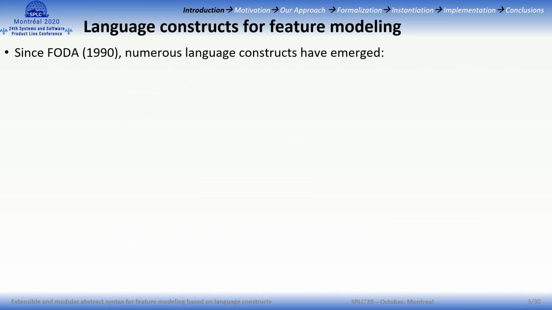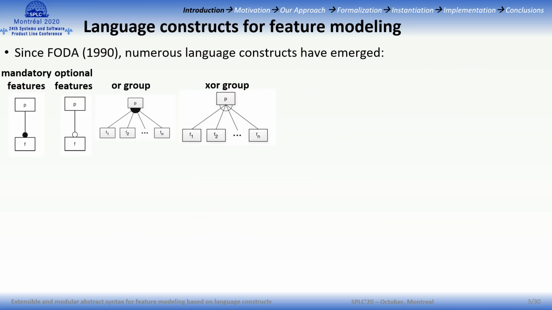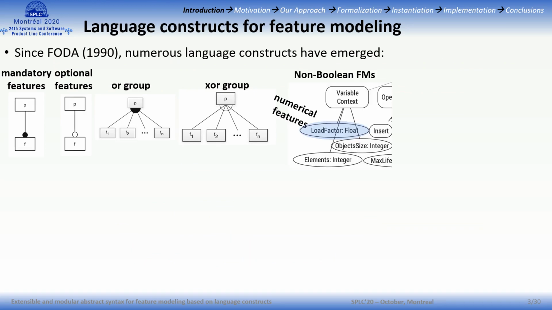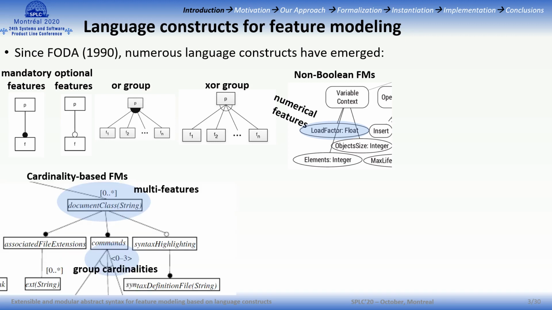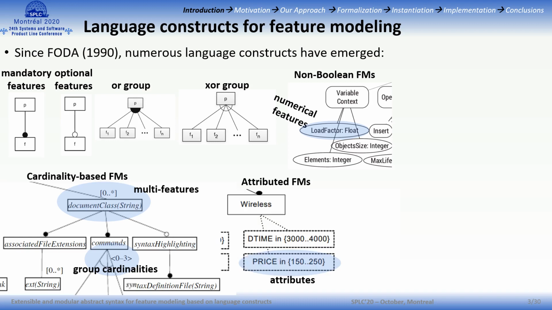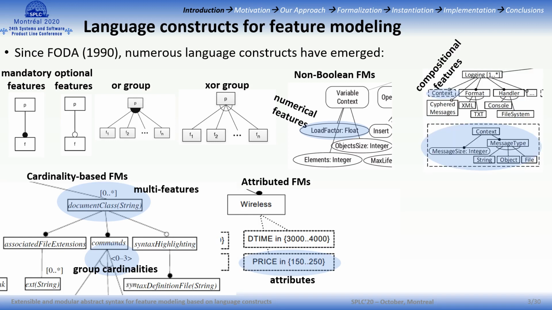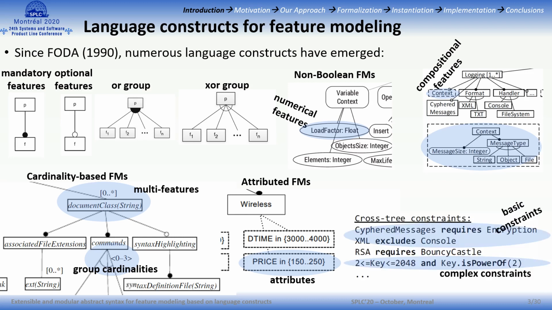Since the definition of feature models 30 years ago, numerous language constructs have emerged. From the basic constructs defining features, more advanced modeling concepts have appeared to model complex requirements of different domains. For example, non-Boolean feature models to support numerical features, features with cardinalities, features with attributes, compositional features, and complex constraints.